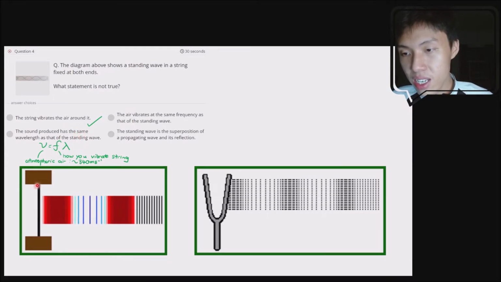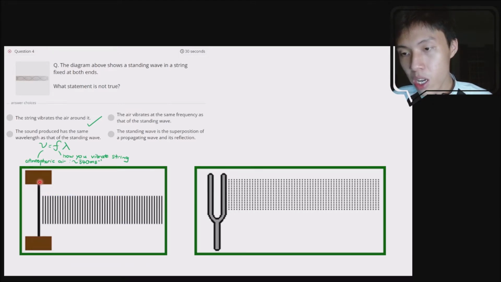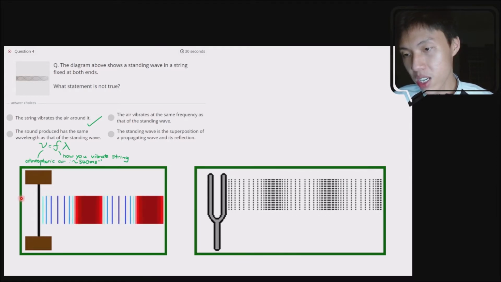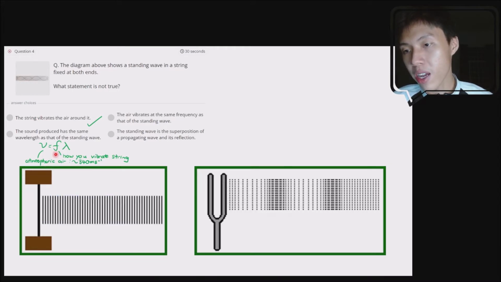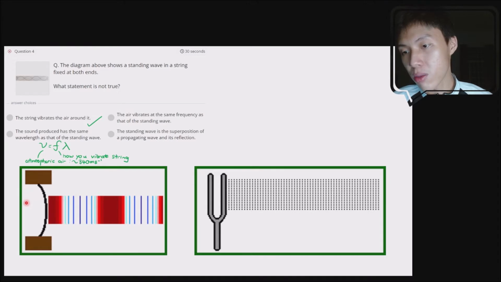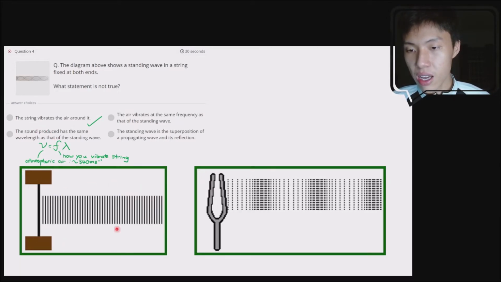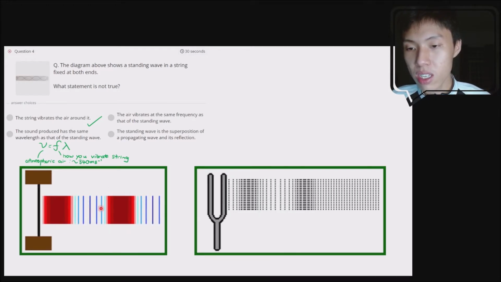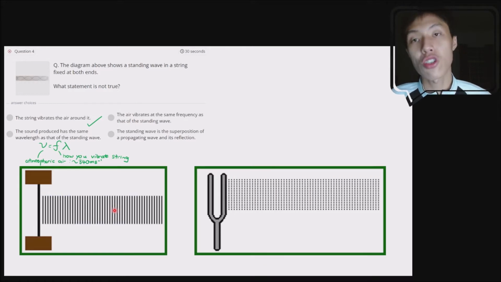As you can see here, this standing wave is a fundamental tone. So you know that the wavelength of this standing wave is much larger. It's actually twice the length of the string. That is the wavelength of the standing wave over here. It's about this much. But if you look at this traveling wave that is traveling in the air, you see the distance between two compressions is much shorter.